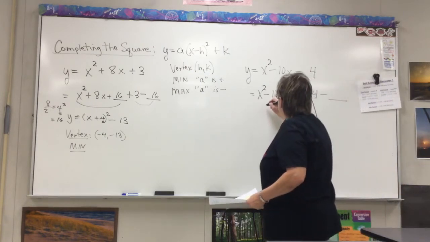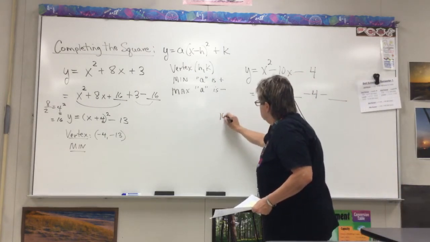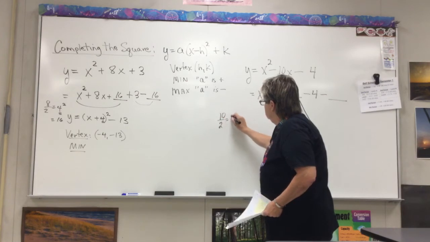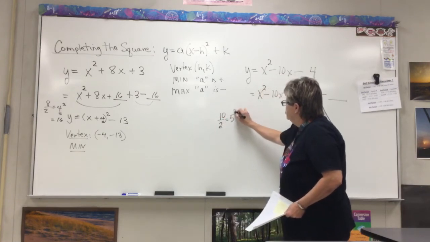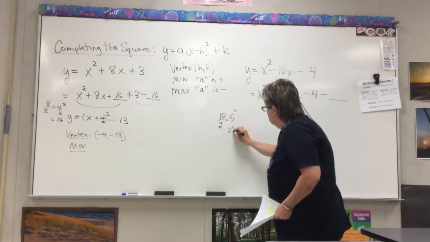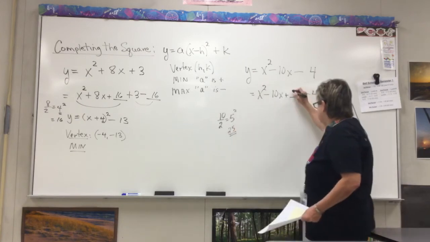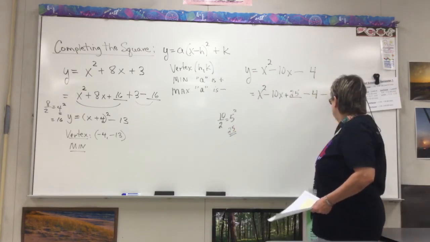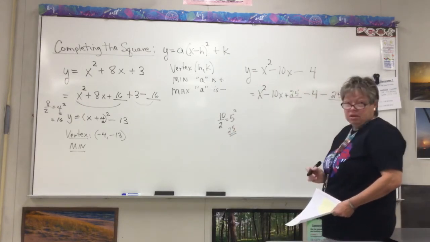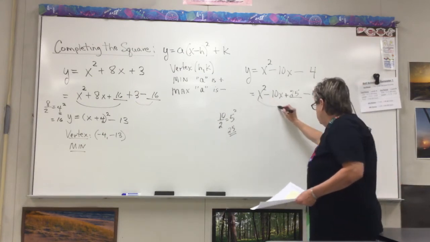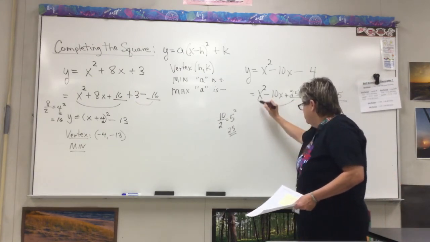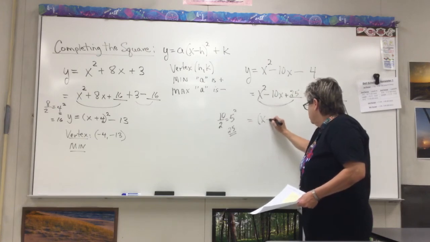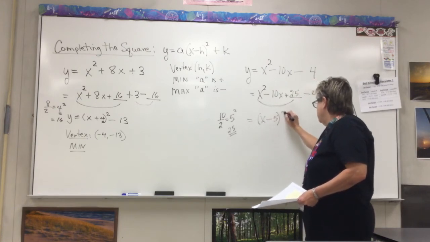All right, so we're looking here at this 10. Take 10, divide by 2 is 5, square it is 25. That's going to be your adder subtractor number. So we're going to add 25, subtract 25. We should have here now, if you factor the perfect square, x minus 5, the quantity squared.